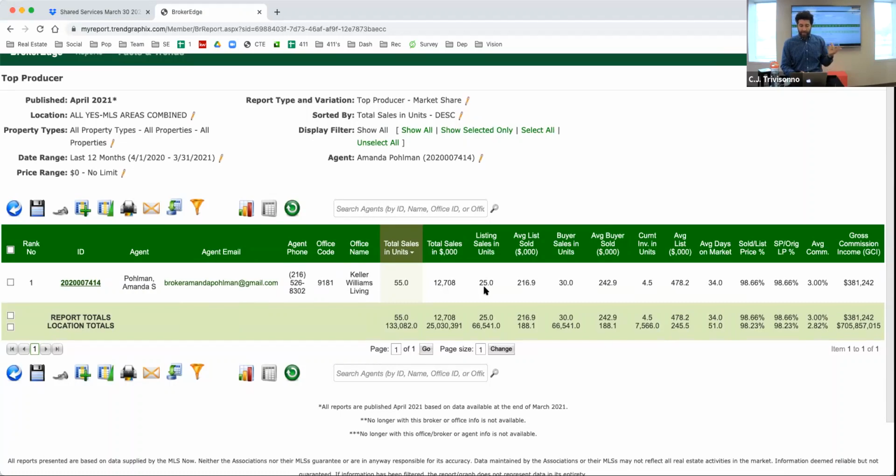Listing sales, and in the last year, she had 25 listing sales. So her average listing price, can you guys see that okay? Am I totally blocking that? Yeah, it might be easier for you if you slide over.